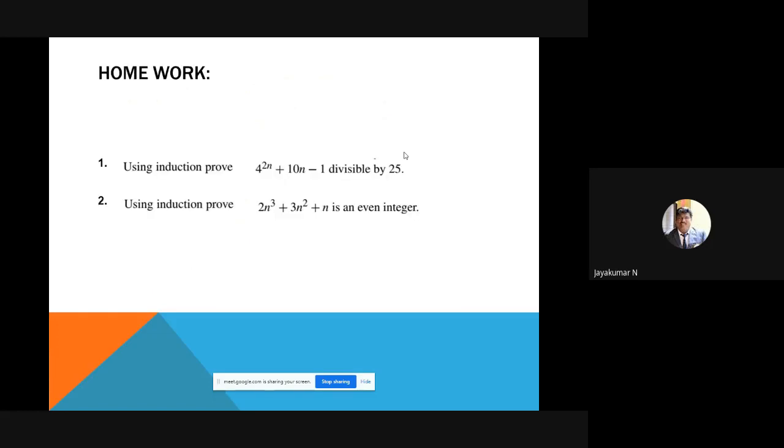Okay. So two simple homework problems using the induction method: prove that 4 power 2n plus 10n minus 1 is divisible by 25. Similarly, by using induction, prove the second one. See, they always ask the first problem as some expression divisible by 25. The next problem is some expression is an even integer. Some expression is an even integer means definitely that expression is divisible by 2. You have to show that the expression is in terms of 2 into something. Then we prove the result. So the first one you can easily prove. Just do it yourself. You can easily get the answer.